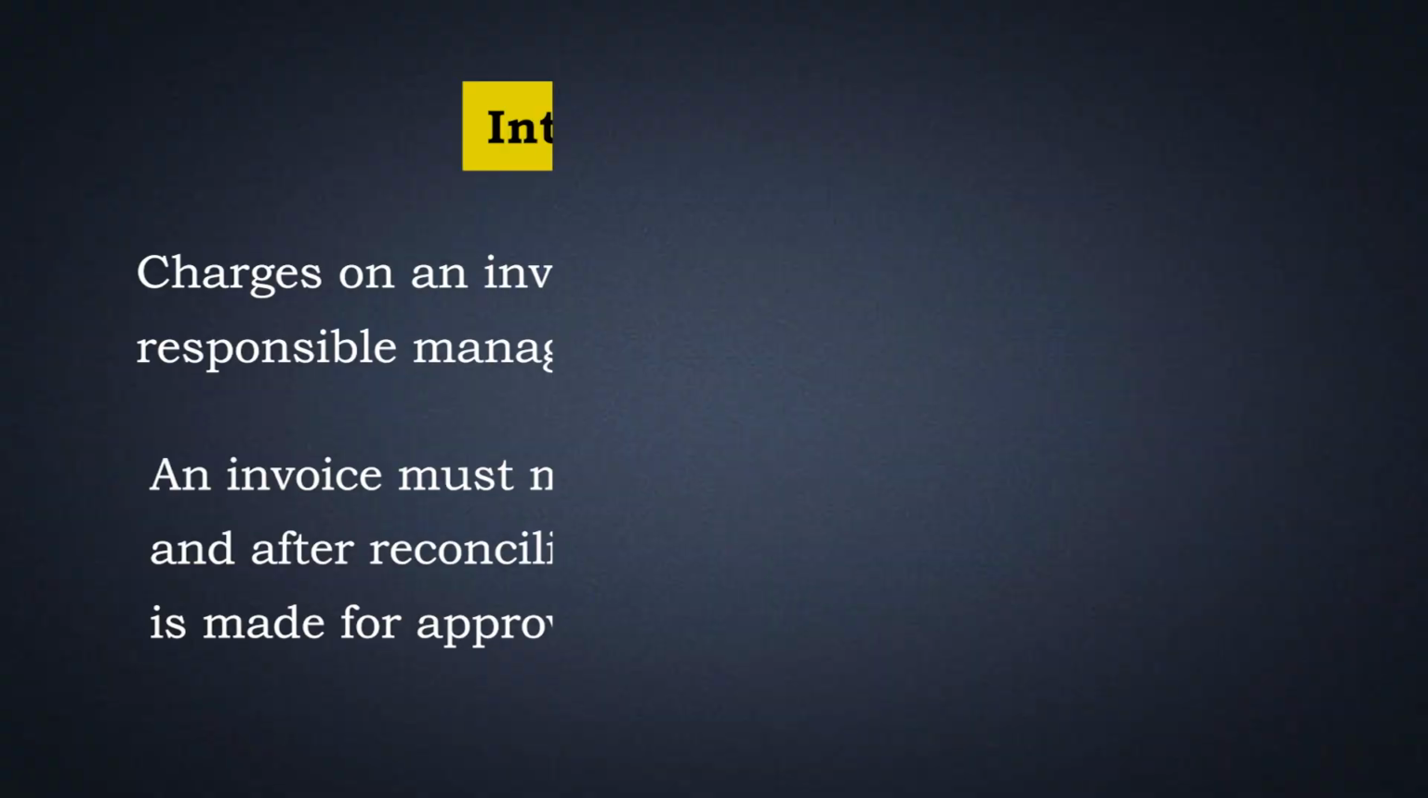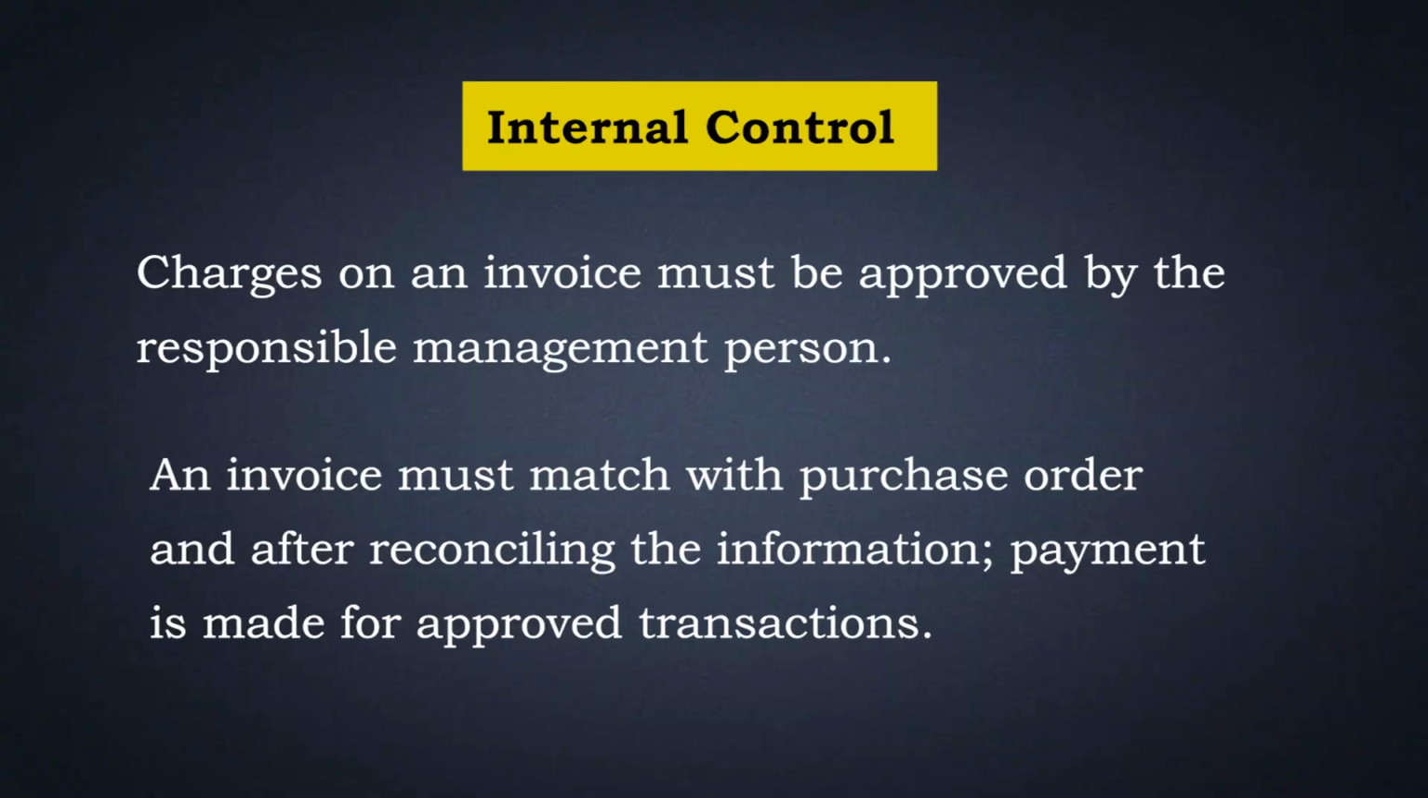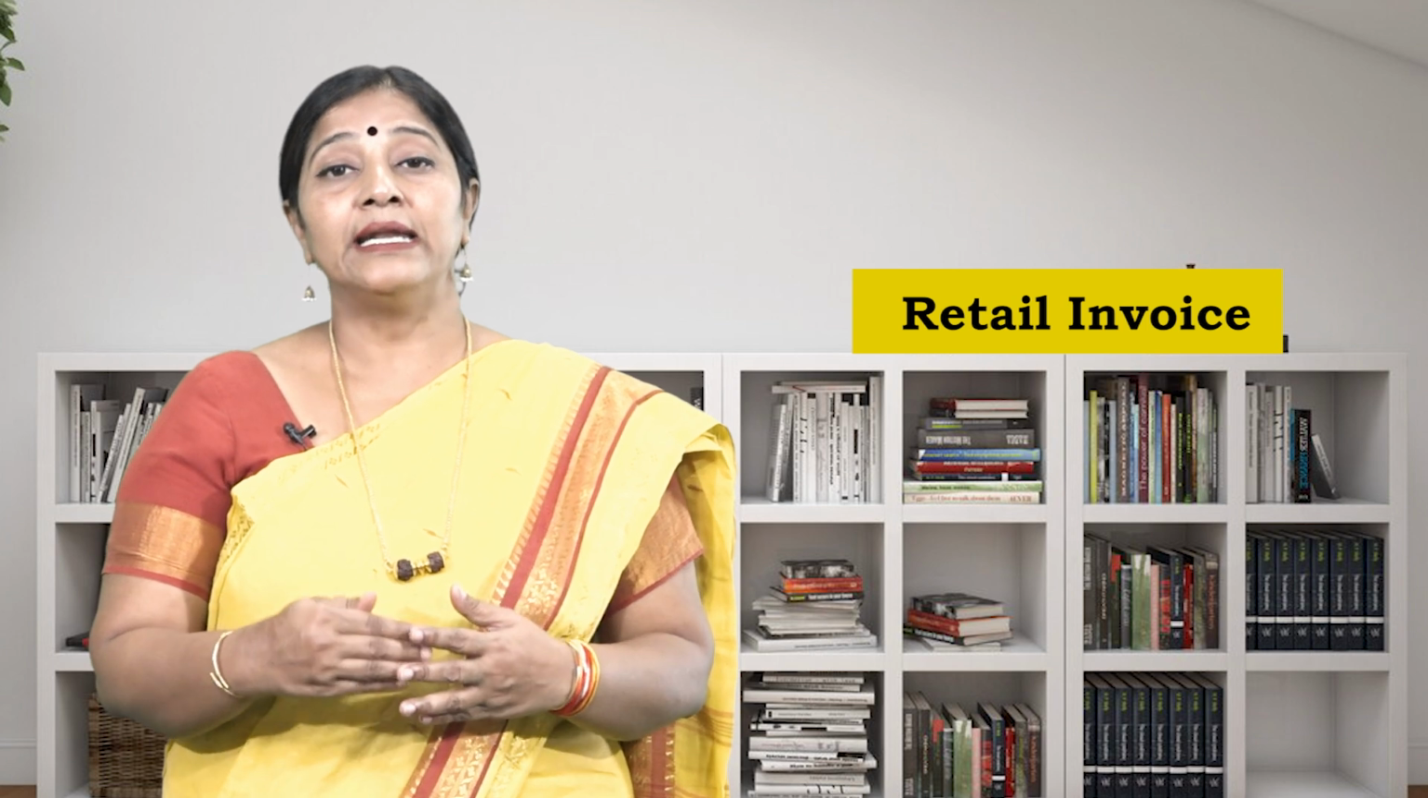Internal control. Charges on an invoice must be approved by the responsible management person. An invoice must match with purchase order and after reconciling the information, payment is made for approved transaction. B. Retail invoices. The retail invoices are of the following types.